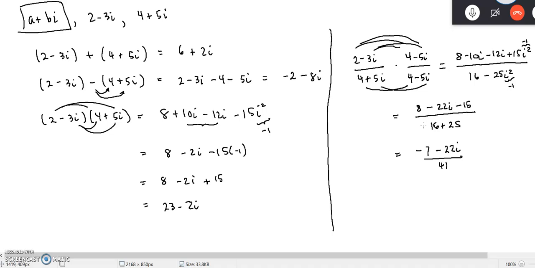All right, now this may seem pretty complicated, but when you look at it, now we've got a plus bi on top, and we just have a single number in the denominator, and that's what we want. So if we want to, and I think your homework wants you to, you can break this up. You'd have -7 over 41 minus 22 over 41i. This is the A and the B that they're looking for you to input for the homework. Okay, so you just take that number in the denominator and you break it up. It's like the opposite of getting a common denominator.